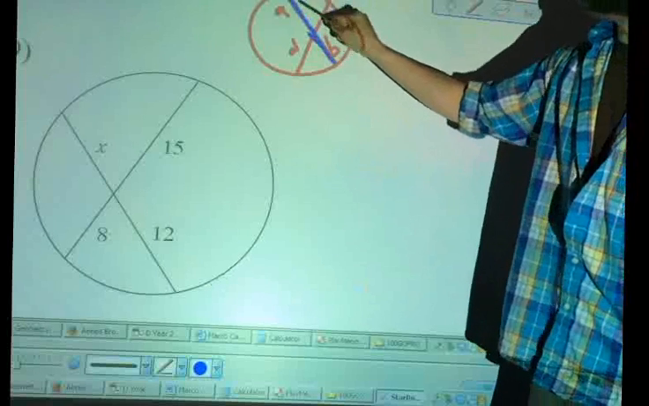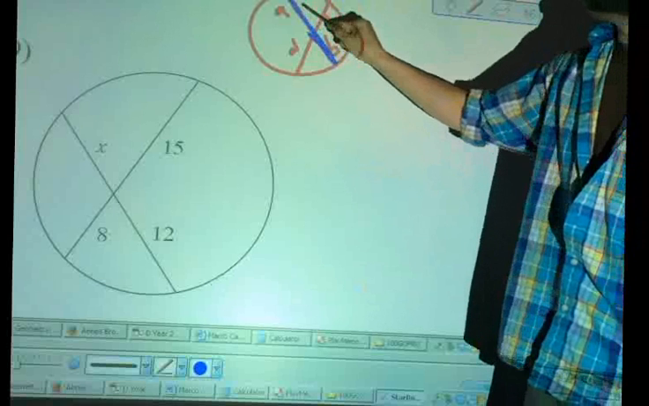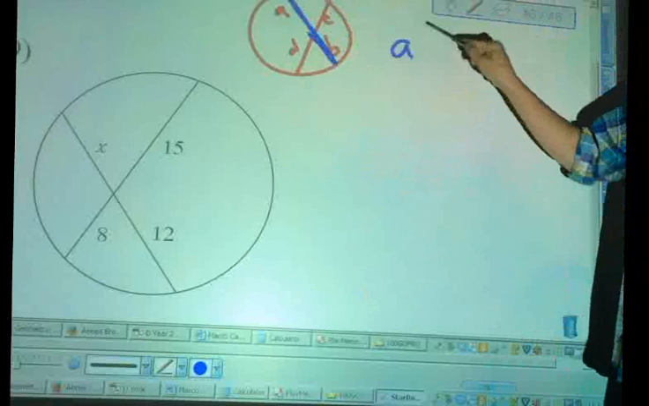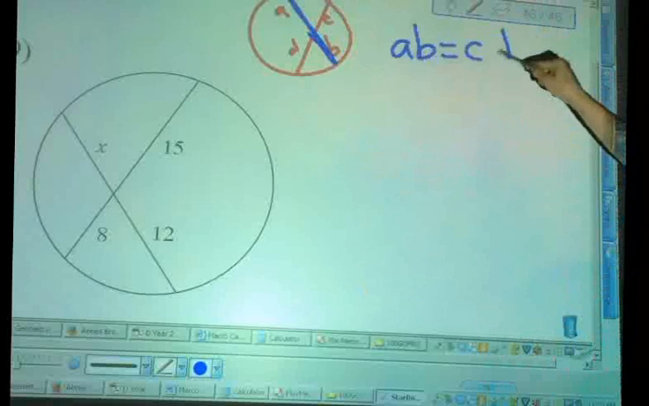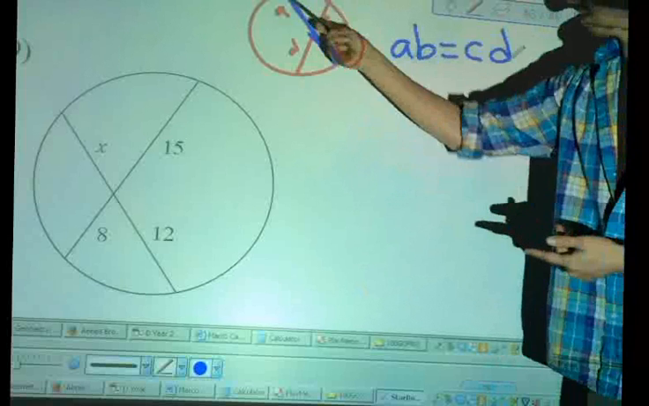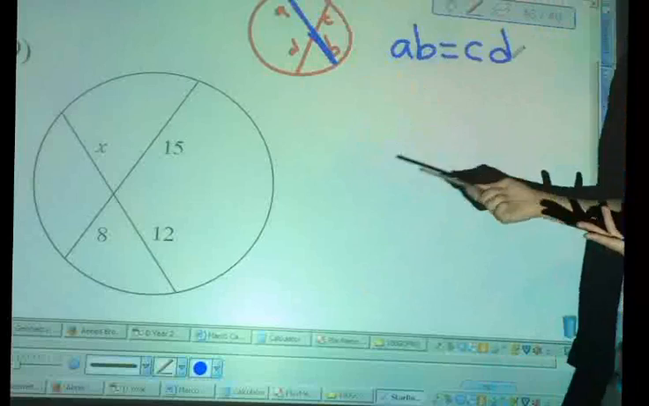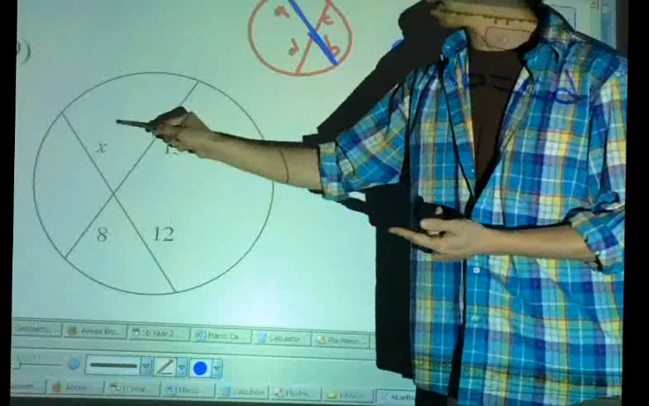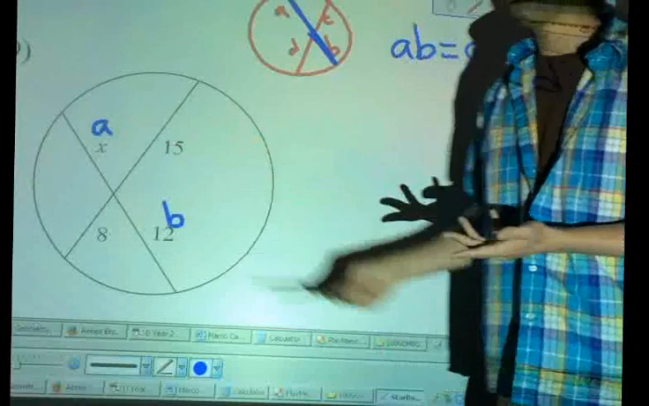So notice A and B are on the same line. I'm trying to show you that A and B are on a blue line. So the formula we're going to have is AB equals CD. That's the formula you guys are going to need. And like I said, A and B are on the same line, so it doesn't really matter which one I label as A and B. If I label X as A, then 12 has to be B, right?